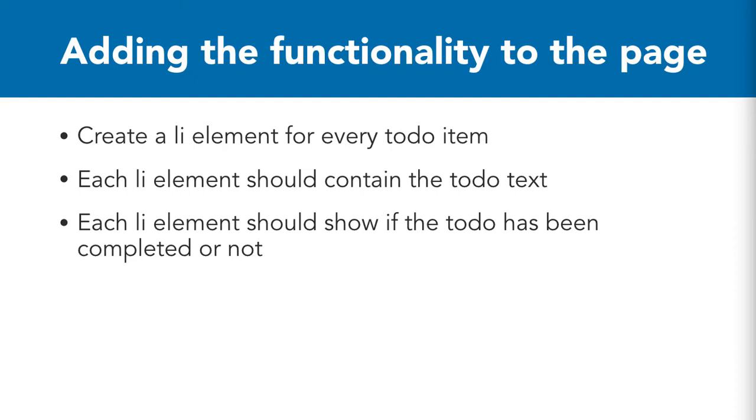We're going to be taking the code that we just learned about in regards to adding elements into the DOM, and we're going to put that code into a function and incorporate it into our application. The first item that we have in our requirements for this section of the course is that we need to create an li element for every to-do item. So let's take a look at what we can do to accomplish that.